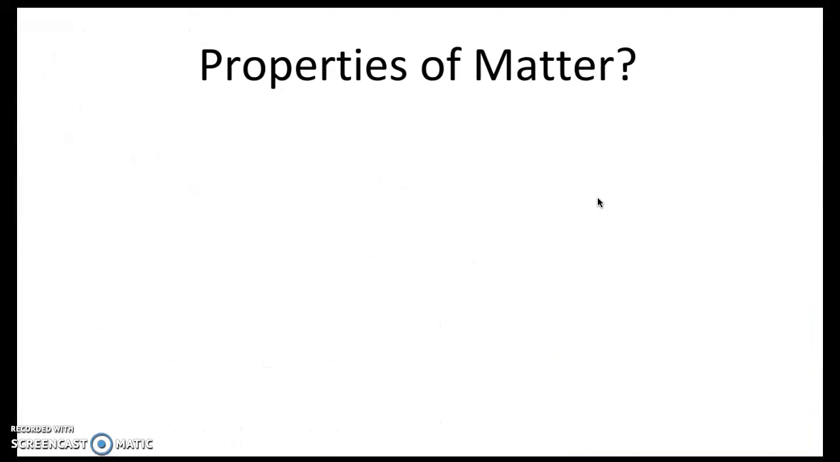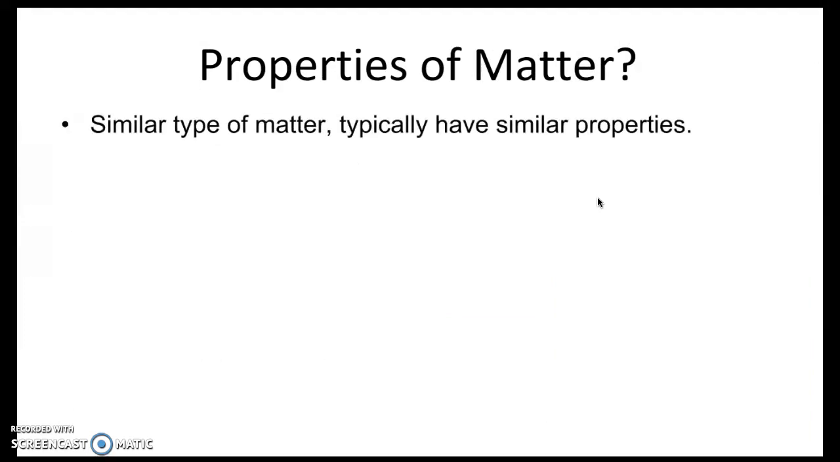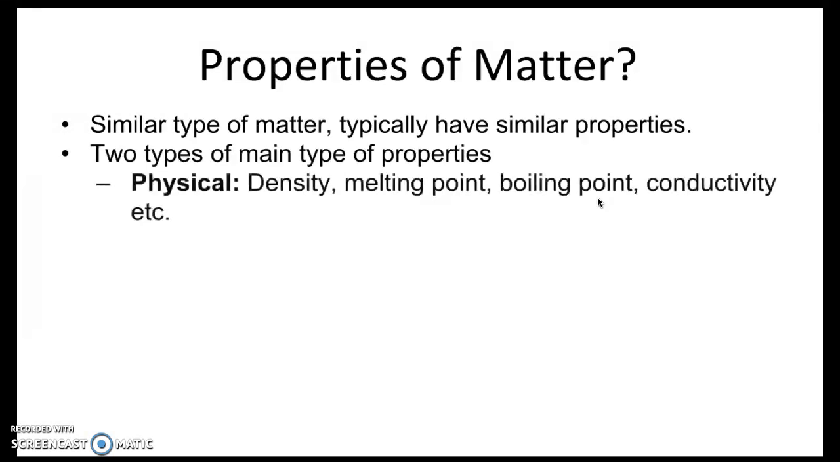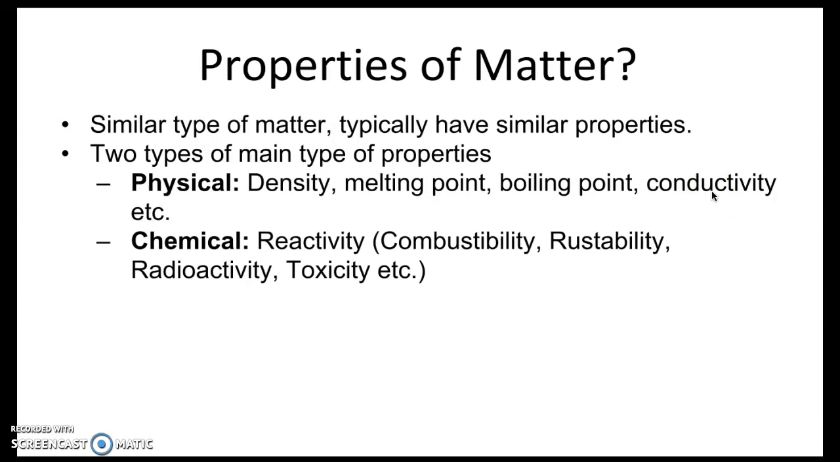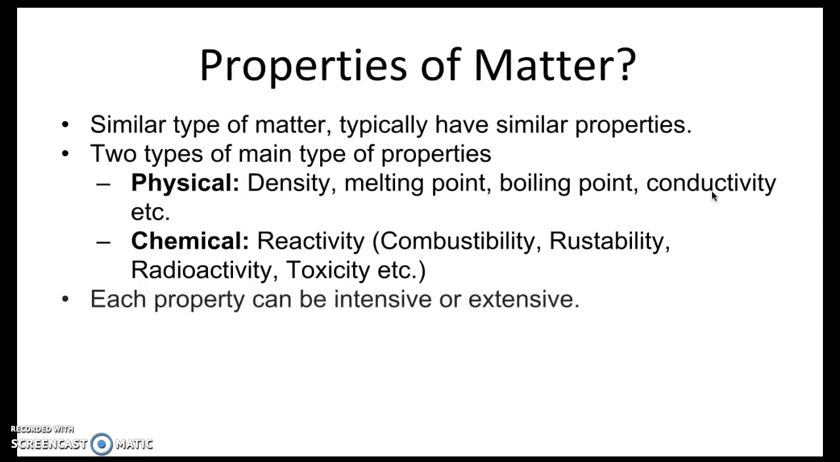So let's talk about the properties of matter. There are two main types of properties: Physical, that's something like density, melting point, which is the temperature at which something melts, boiling point, the temperature at which something boils, conductivity, whether it conducts electricity or heat, etc. And there's also chemical, so that includes reactivity, whether it's reactive or not, and those would be things like, does it combust? Does it rust? Is it radioactive? Is it toxic?